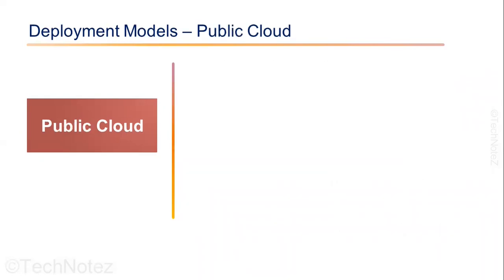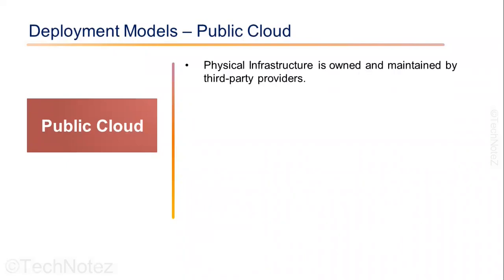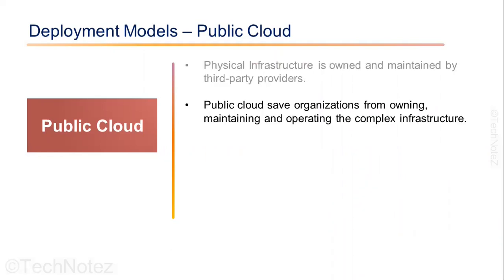Next, let's talk about public cloud. Public cloud provides a shared platform that is accessible to everyone through an internet connection. Anyone can create their resources in public cloud. Public cloud physical infrastructure is owned and maintained by third-party providers. Public cloud is an alternative approach to traditional data centers. In public cloud, a third party hosts these scalable resources and delivers them to users via the internet or a dedicated network connection. Public cloud saves the organization from owning, maintaining, and operating the complex infrastructure.